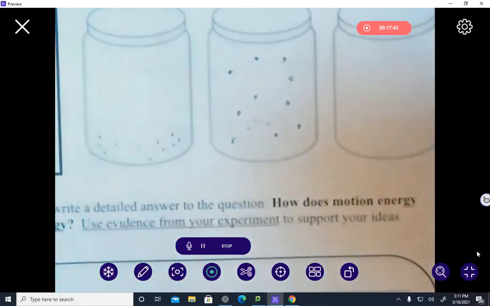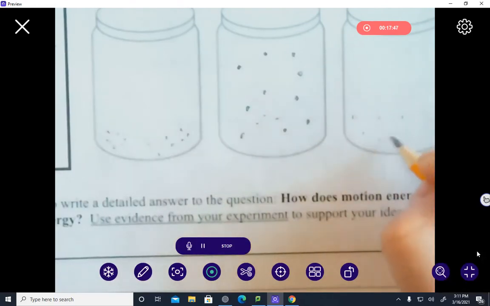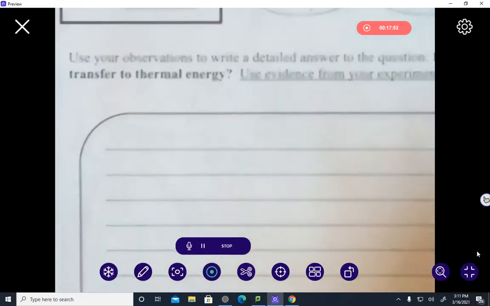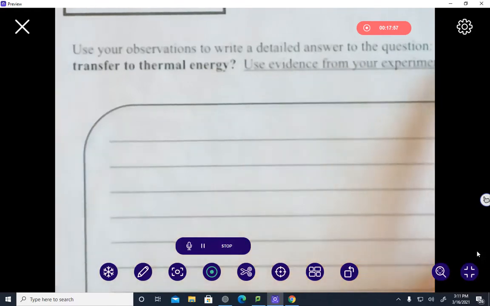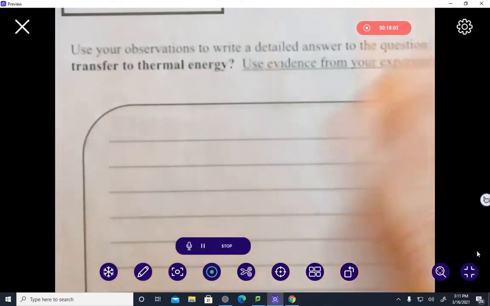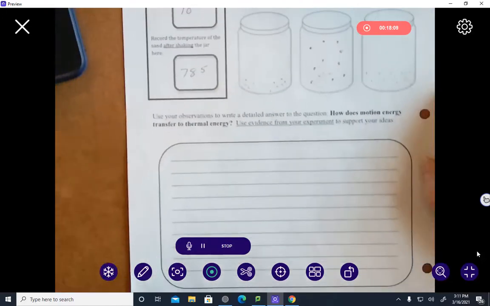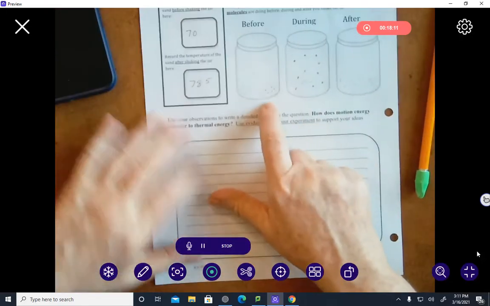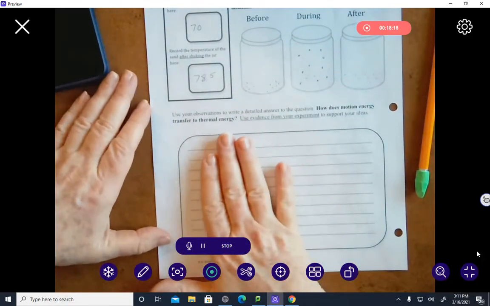So when we took the temperature, obviously they fell back down, but I want to say that they were a little bit farther apart because they were moving around a little bit. But use your observations to write, of course, a detailed answer to the question, how does motion energy transfer to thermal energy? So what do you think's happening? Some of the kids said, you need time. I want you to think about the term friction, maybe when you're answering these, and these particles of sand. Okay? So that's the third one.